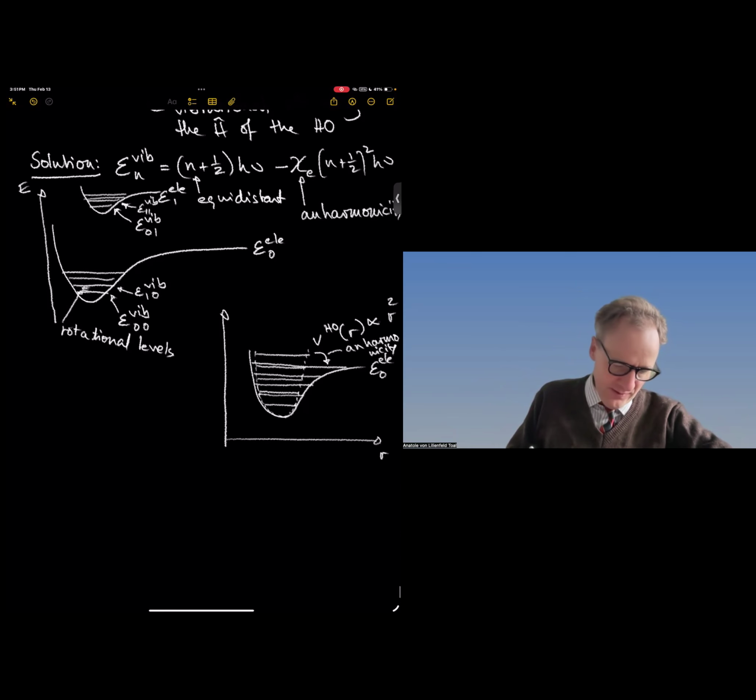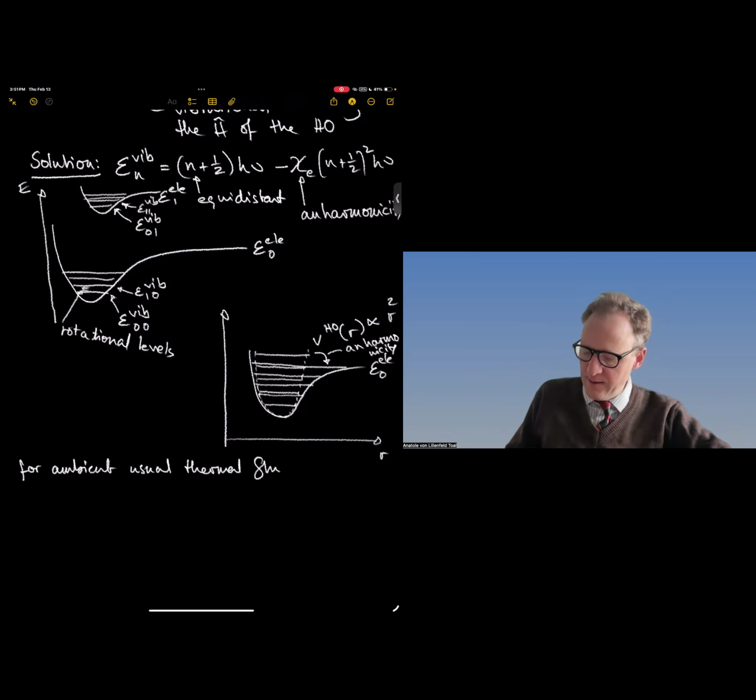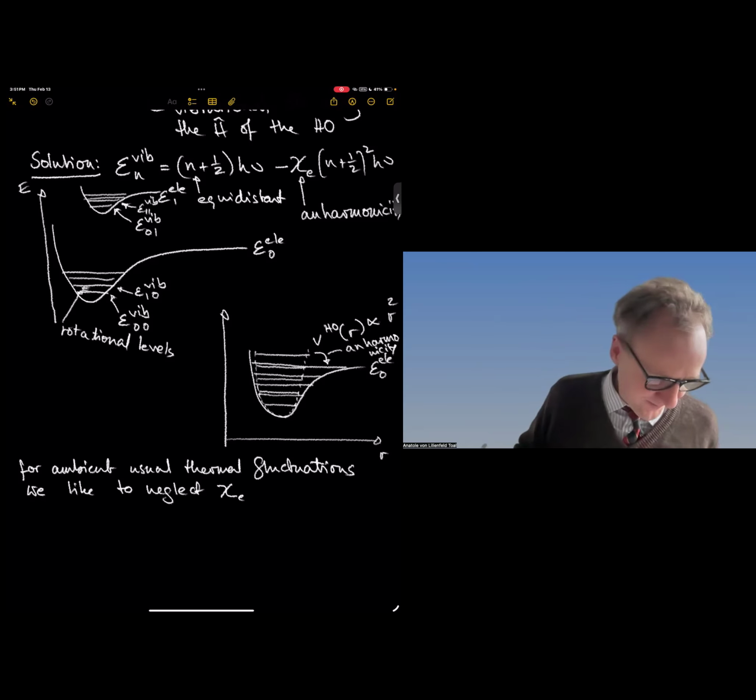So for ambient, usual thermal fluctuations, we like to neglect the anharmonicity.